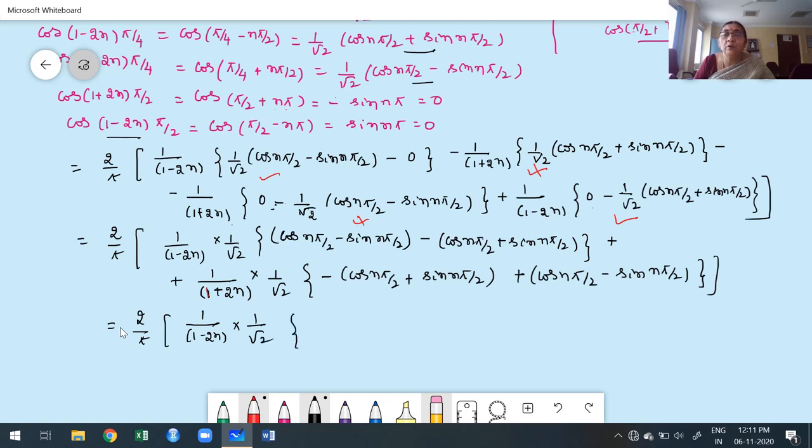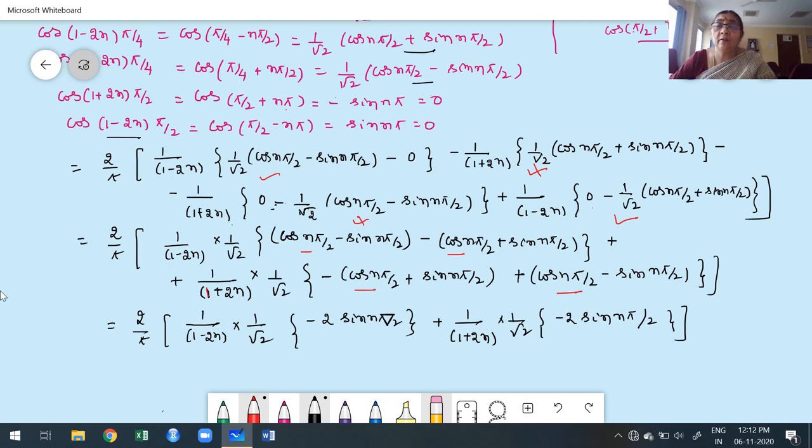Now once you remove this bracket, observe cos n pi by 2 minus cos n pi by 2 is cancelled. Minus sin n pi by 2 minus sin n pi by 2. What we get? Minus 2 sin n pi by 2. It's 1. And next, plus 1 by 1 plus 2n into 1 by root 2 of, now I have to simplify this, minus cos n pi by 2 minus cos n pi by 2 is cancelled. What's the remaining? Minus sin n pi by 2, multiplied by minus, minus and minus we need to add. What we get? Minus 2 sin of n pi by 2.